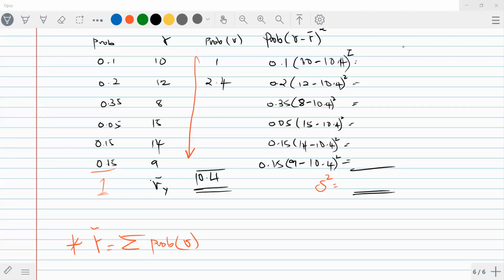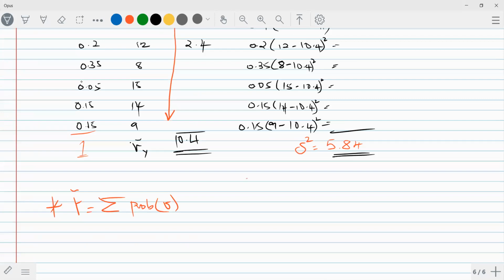So the sum is equal to 5.84. That's what I skipped for most of you. So you get the sum, therefore the variance to be equal to 5.84. The question is asking us to get the standard deviation.